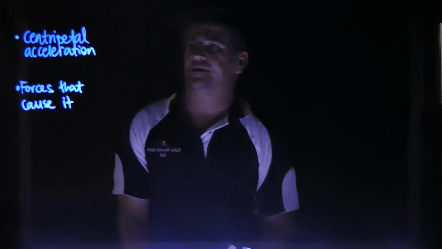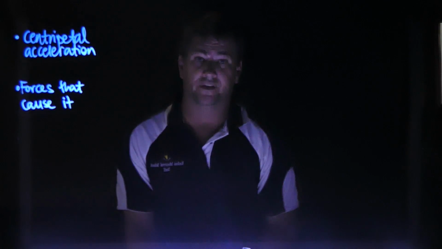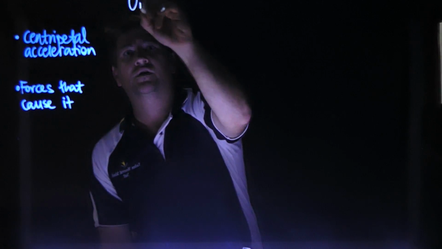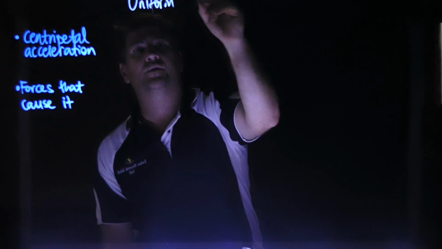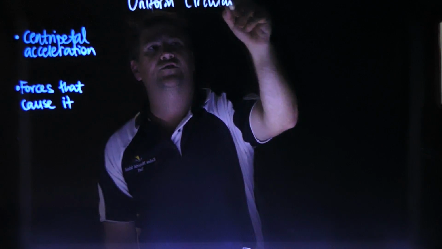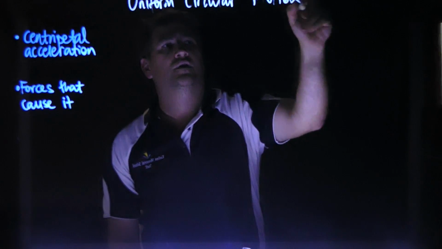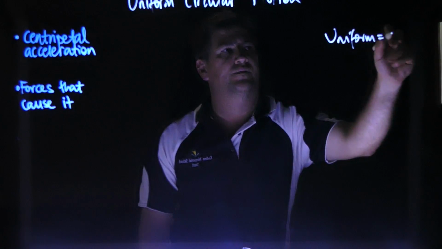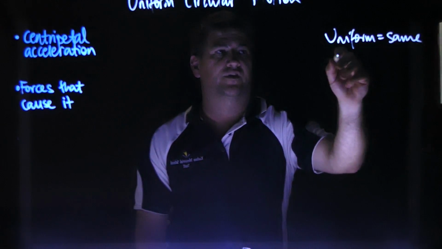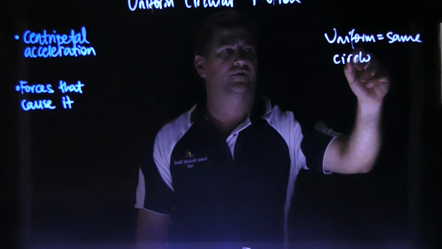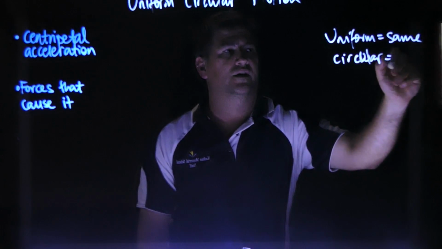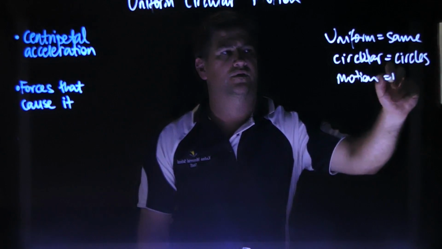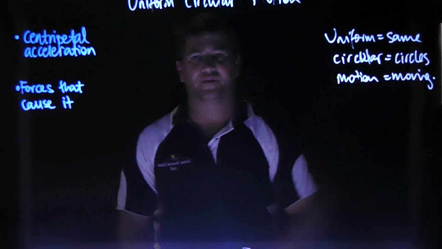Okay guys, today what we're going to be talking about, to start with, is centripetal acceleration. So the unit we're moving on to next is called uniform circular motion. Now obviously uniform because it's the same. Circular equals circles, and motion. Hopefully all those things make sense.